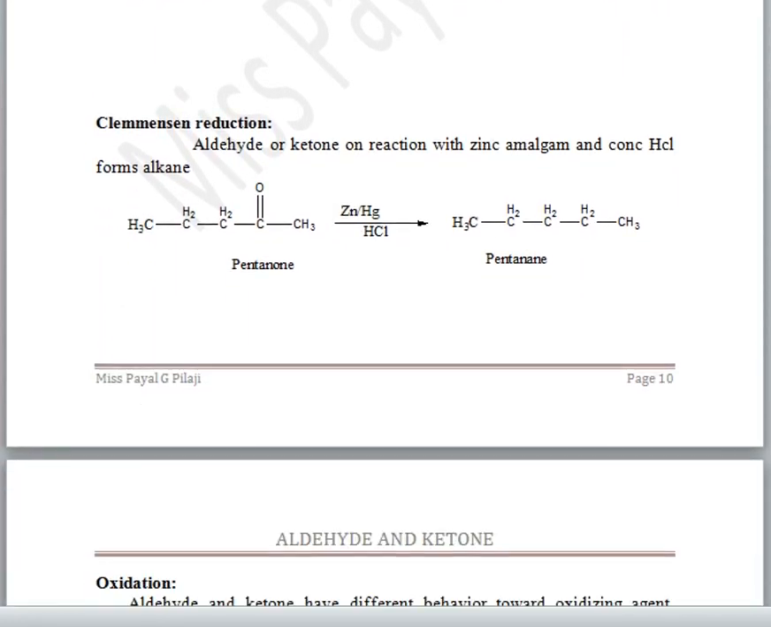So next reaction is the Clemmensen reduction reaction. Aldehyde or ketone on reaction with zinc amalgam and concentrated HCl forms the alkane. So aldehyde and ketone react with zinc amalgam in the presence of concentrated HCl and give the alkane, which here is pentane.